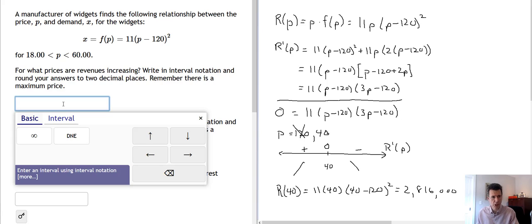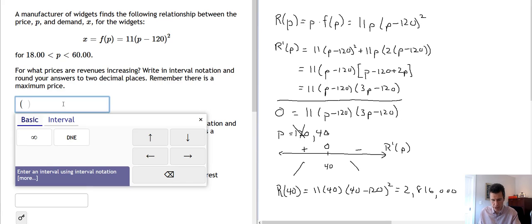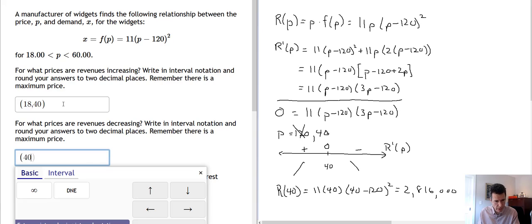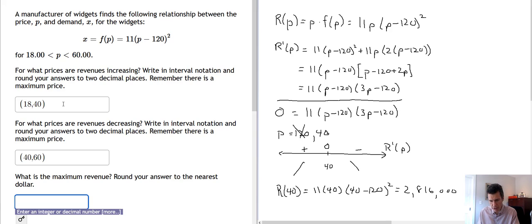So let's go put this in. Prices for which revenues are increasing. Well, we've got a minimum price of 18. They're increasing all the way up to 40. Prices for which revenues are decreasing start at 40, not including, and go all the way up to 60. That's our maximum price. And the maximum revenue is $2,816,000.